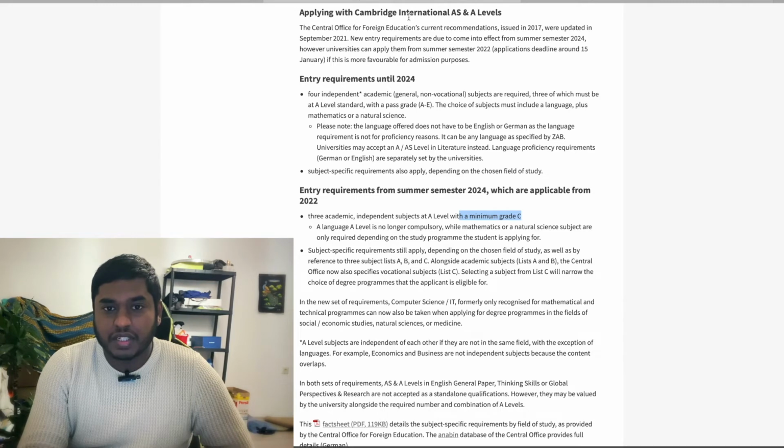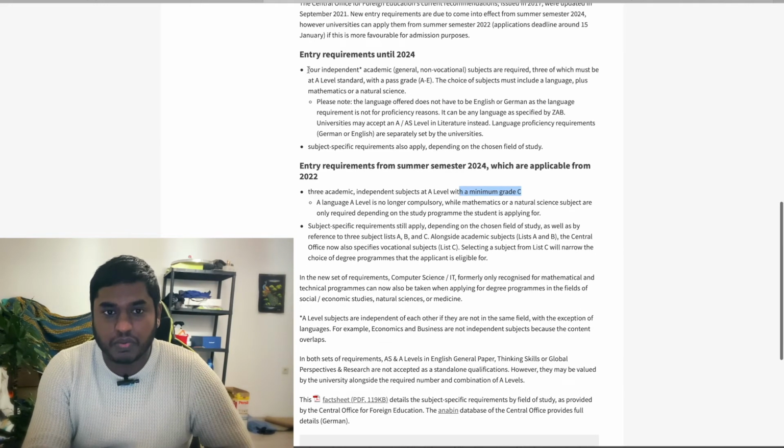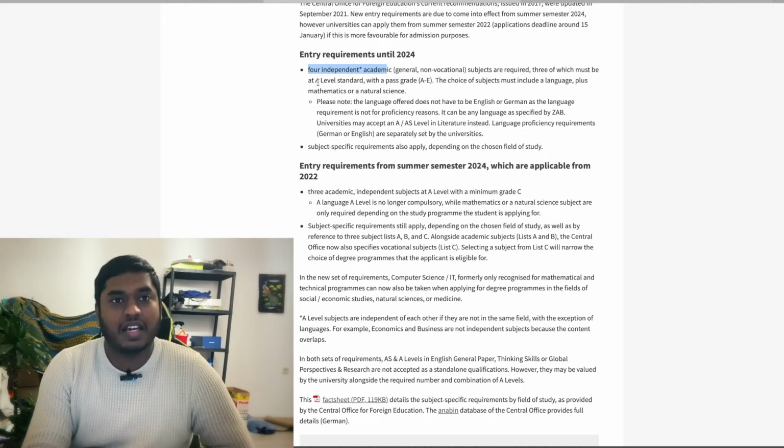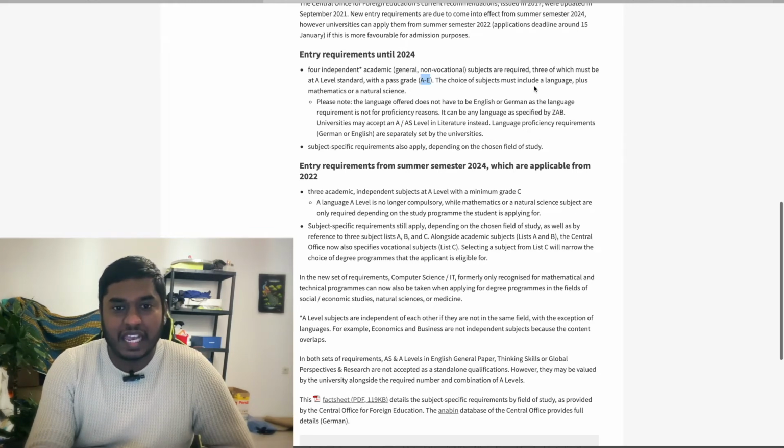So applying with Cambridge International AS and A-level, entry requirements until 2024: four independent subjects, three must be A-level standard, that means AS and A2 combined, with pass grade, that means even with the E you can apply. The choice of subjects must include a language at least in AS.